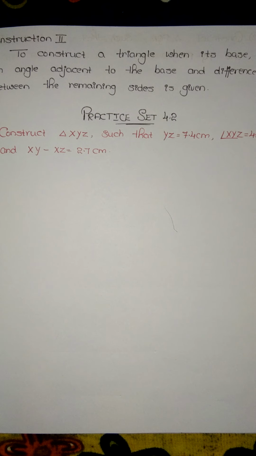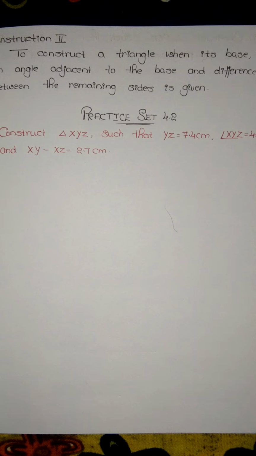Construction 2. To construct a triangle when its base, the angle adjacent to the base, and the difference between the remaining sides are given. So here, a base is given, the length of the base and one angle which is adjacent to the base, and the difference between the remaining two sides. In the previous one we learned the sum of the remaining two sides, and here the difference between the remaining two sides is given.